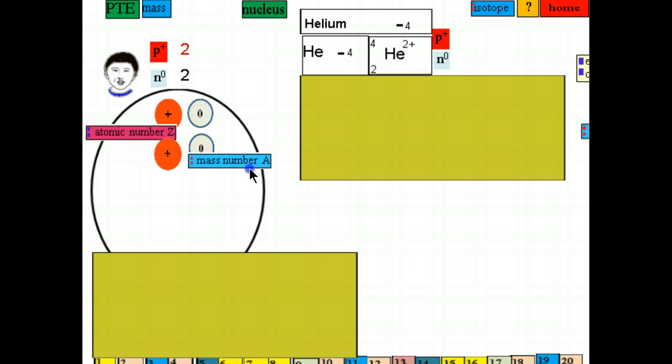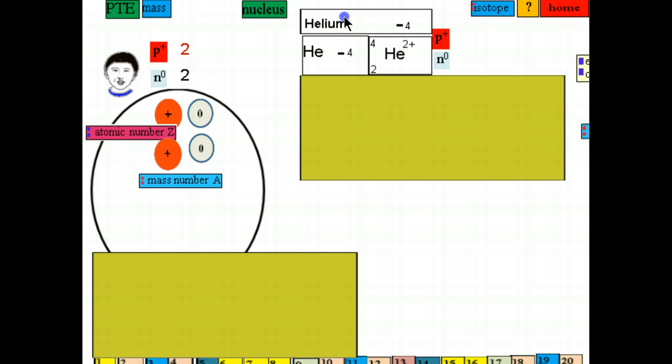The number A is called the mass number. This is the number of protons plus the number of neutrons. So helium-4 has 2 protons and 2 neutrons, so the mass number is 4. There are 3 different ways of characterizing an element.